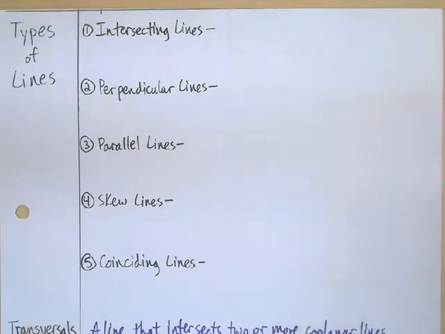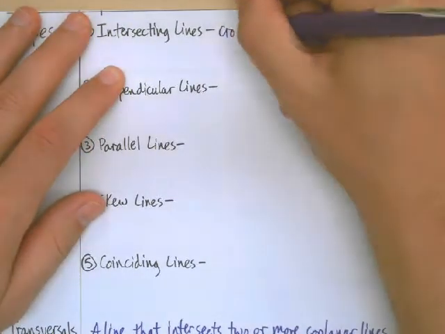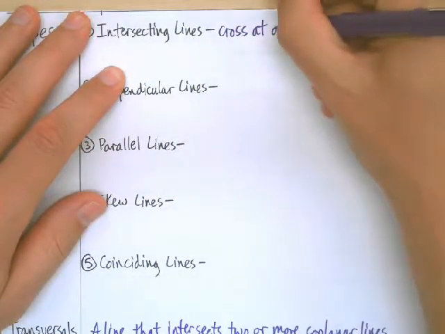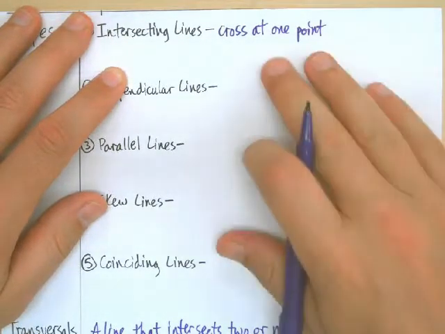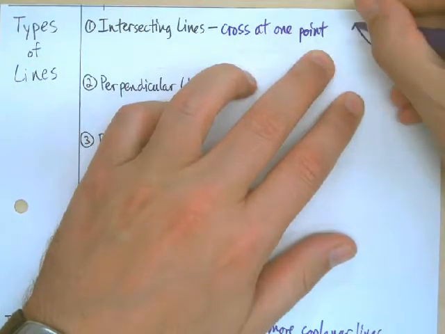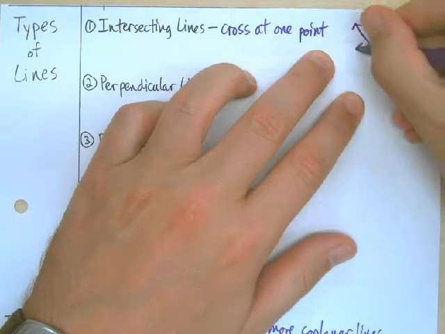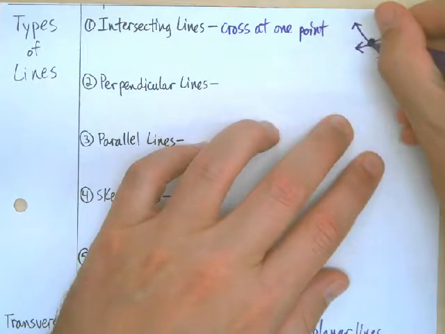Hey, geometry. I'm going to talk to you about different types of lines. The first is intersecting lines. Intersecting lines cross at one point. A picture of intersecting lines might look like this, where they cross at one point.